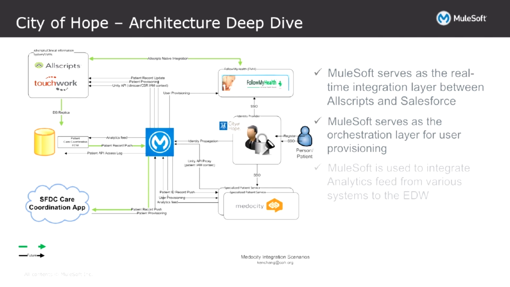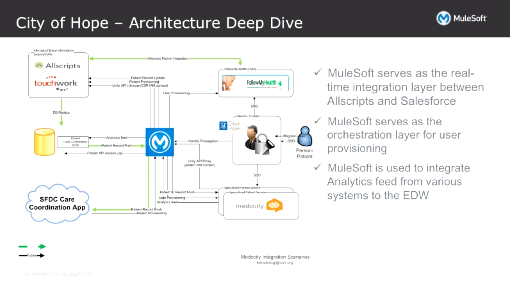This is the high level architecture of the integration that has been implemented at City of Hope. As you can see, City of Hope uses Allscripts as its EMR and Salesforce as its care coordination application. And in this mix, you will also see a variety of other applications like Enterprise Data Warehouse, Identity Management, and so forth. And MuleSoft acts as the glue that binds everything together to create that application network for seamless flow of information across systems.